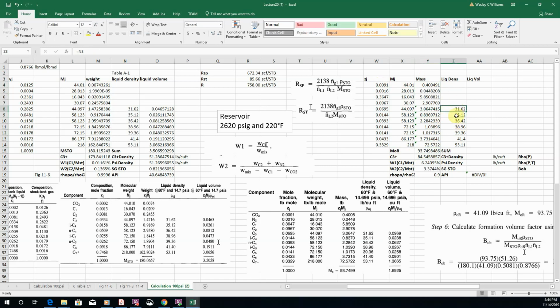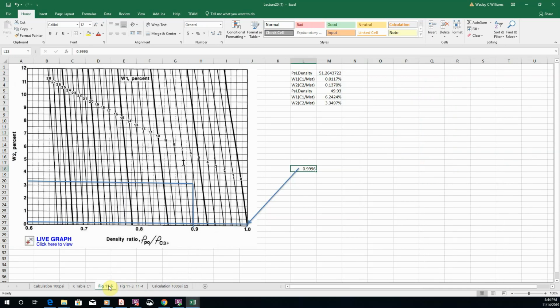So when we have liquid densities, we already know those. We've calculated these. These values have already been input. It's the same calculation as that. And this value, I've already cheated and put it in there, but if you take 6.24, 3.37, we come back over to these tables.